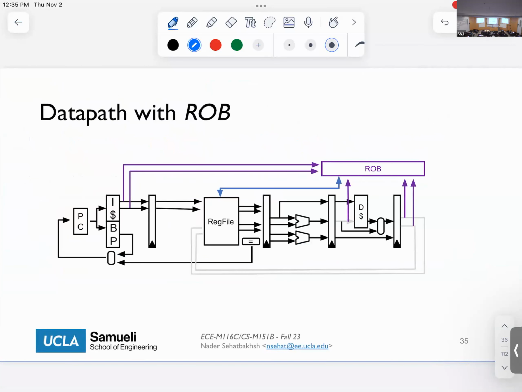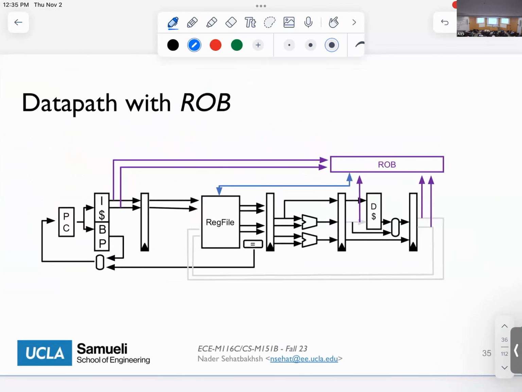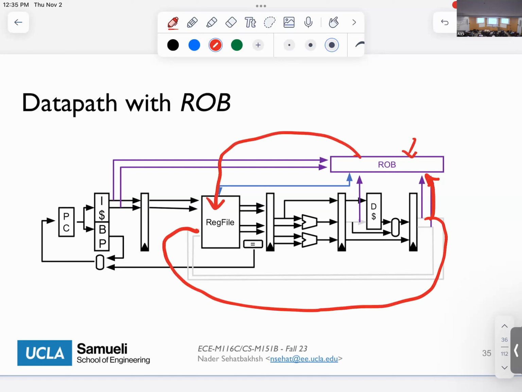So this would be your updated data path. What is changing now is that your write back stage, which used to be like this, is now going up to this ROB, and this ROB is the one that's actually writing to your register file, with this blue signal that is showing me here. And then all these instructions basically go into the ROB. Whenever we are fetching a new instruction, we create a new entry in our ROB.